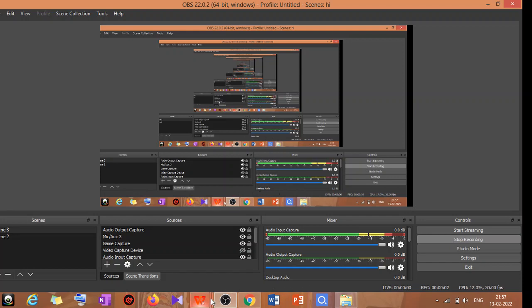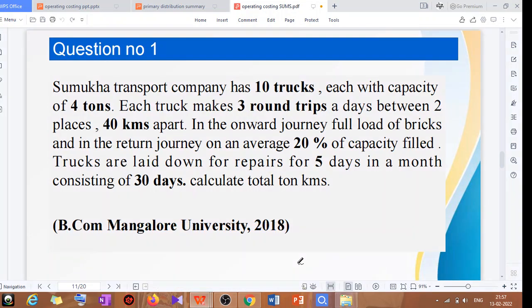Good morning everyone. So today we are going to learn about operating costing. Under that, a calculation of total ton kilometers. So let us start. Okay, see the question that is from 2018 question paper.